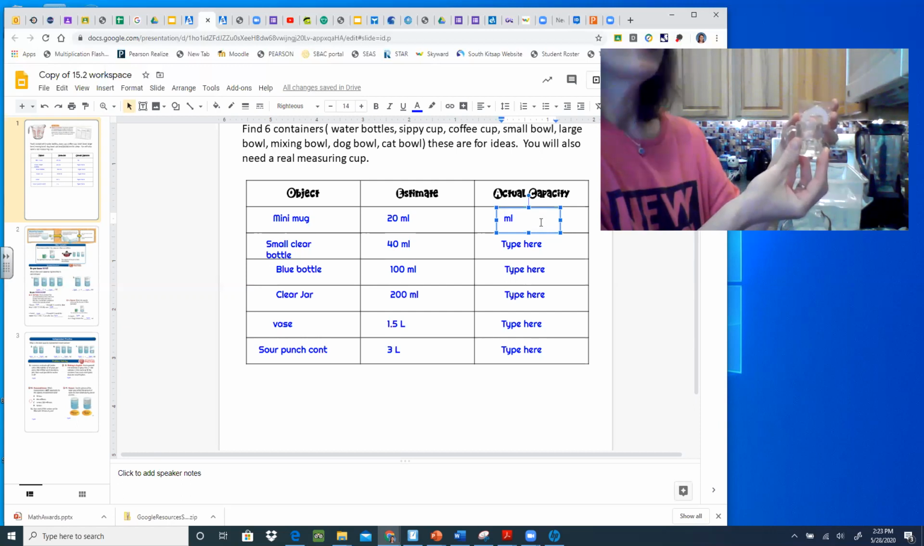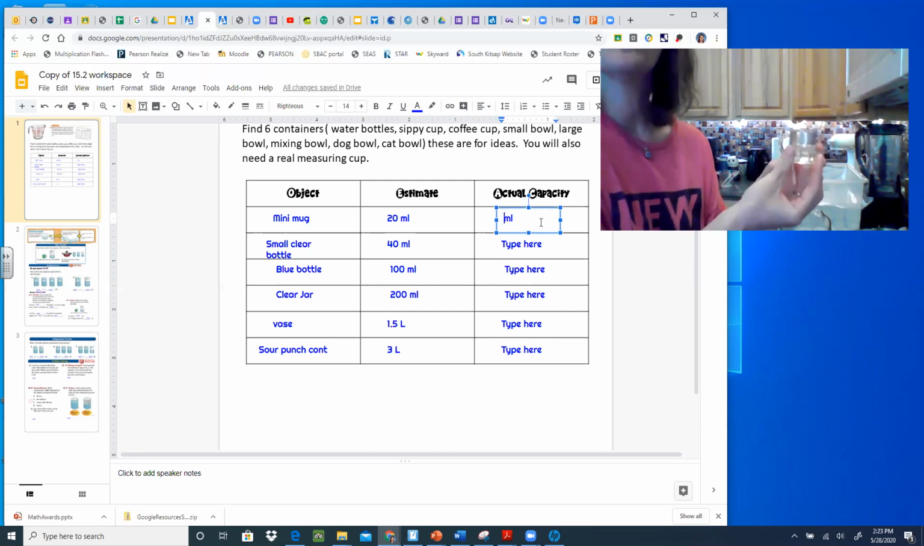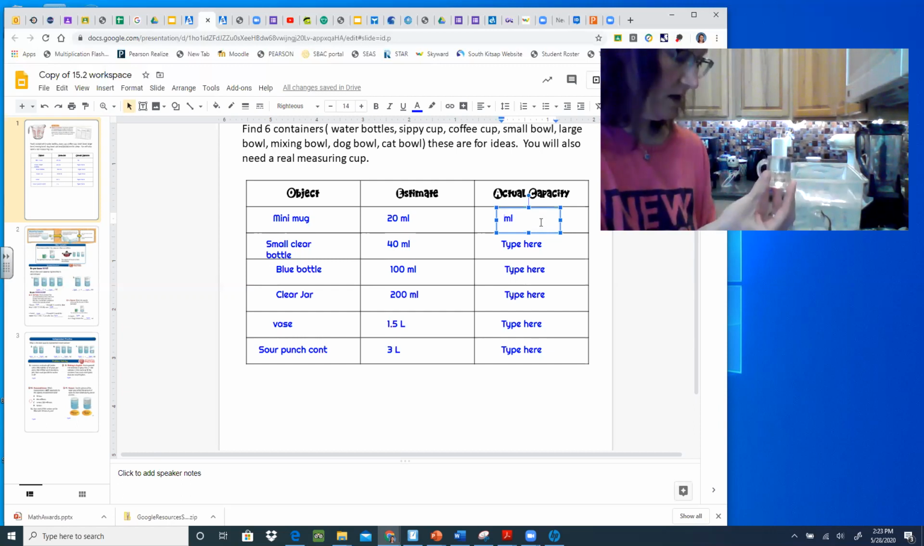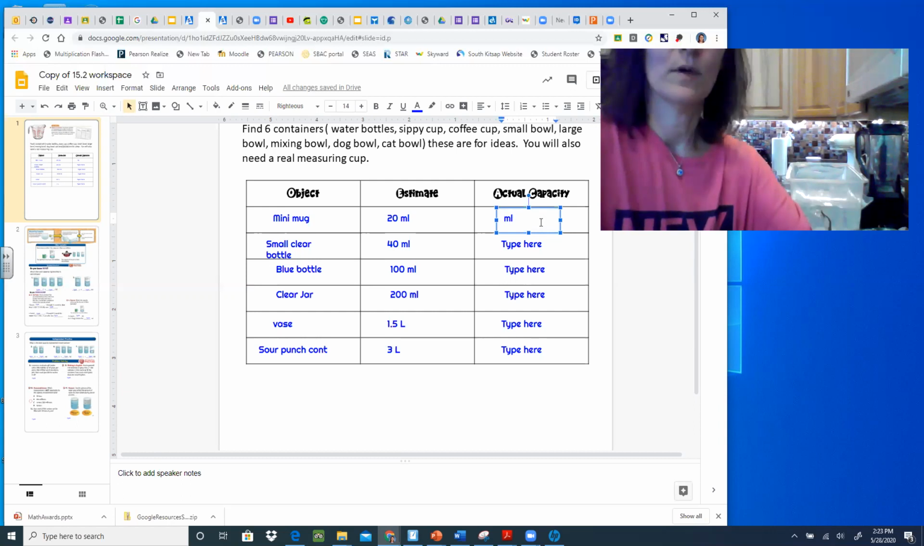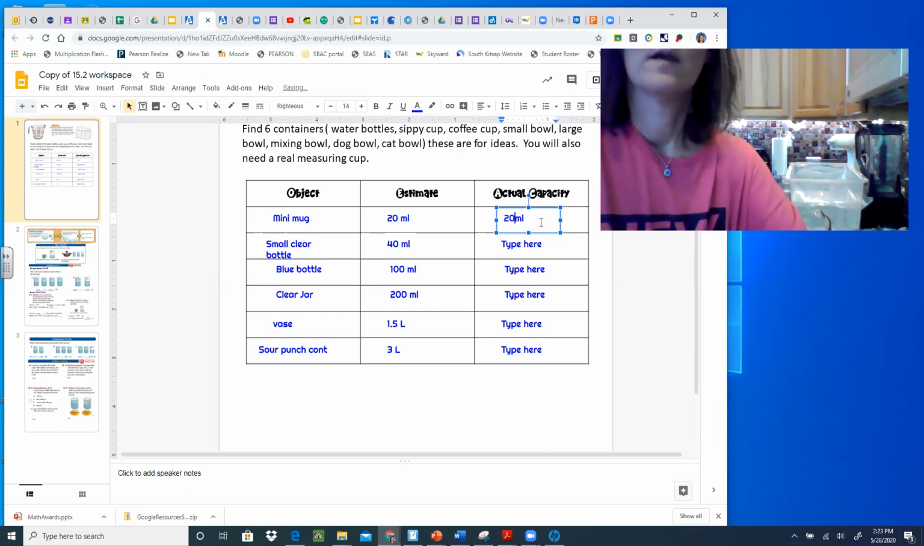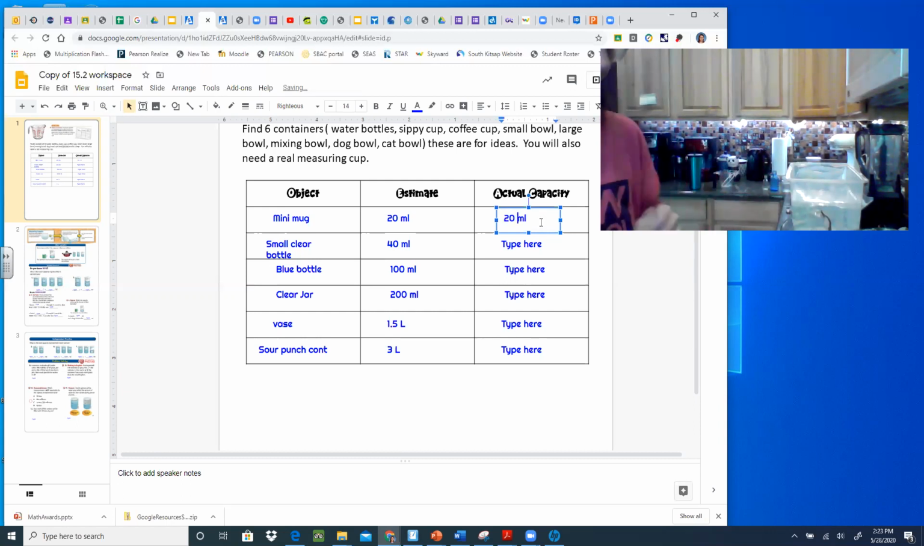Okay, so I started at 60, and now it's at 40. So it held 20. What was it? Oh, my guess was right on. Yay. That's pretty cool. I like it when I'm right. Okay, so that one held 20.